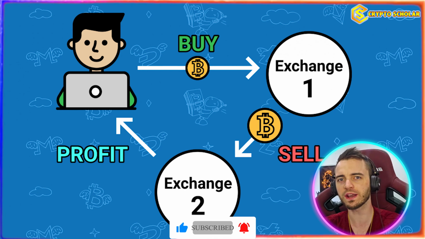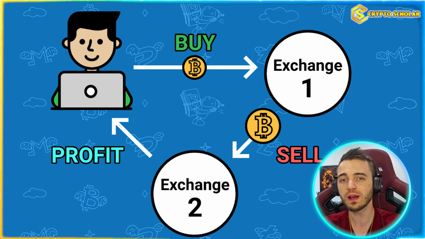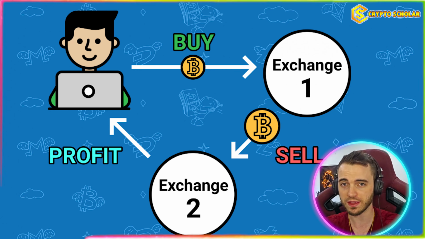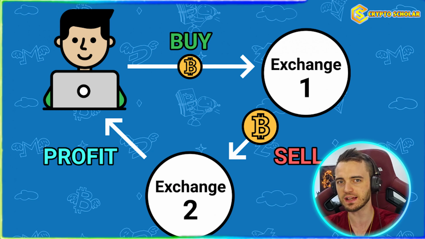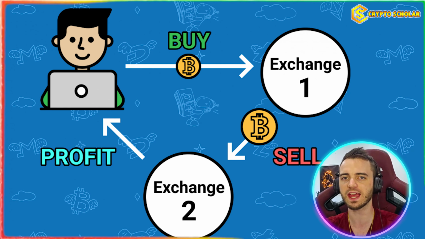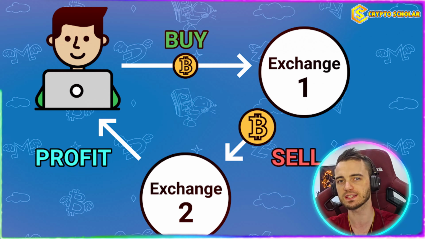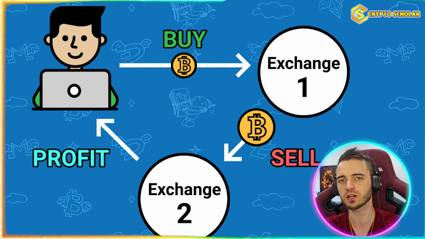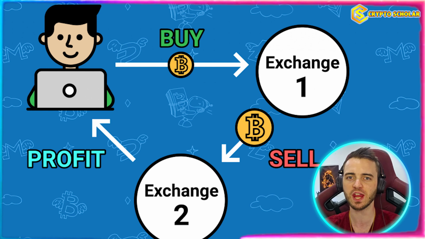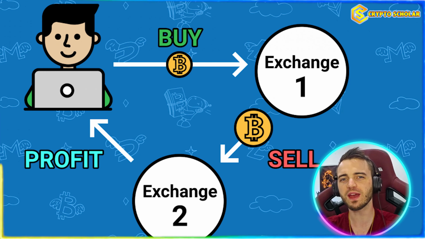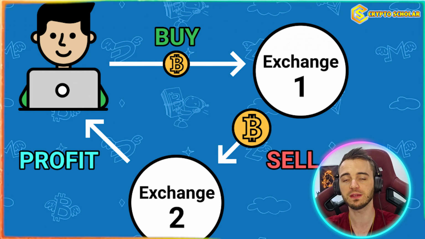So exchange 1 has Bitcoin listed at, say, $80,000. Exchange 2 has Bitcoin listed at $81,000. So what you would do is buy on the first exchange for 80,000 and then sell Bitcoin on the second exchange for 81,000, netting $1,000 profit minus fees. That is as simple as it gets for arbitrage. And most arbitrage traders will be monitoring multiple different exchanges on different accounts, ready to execute those arbitrage trades so they can make profit from the price differences.